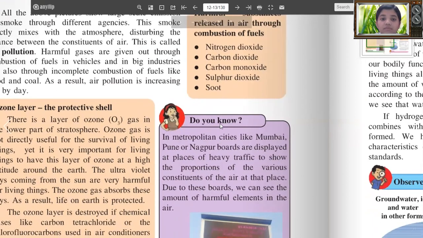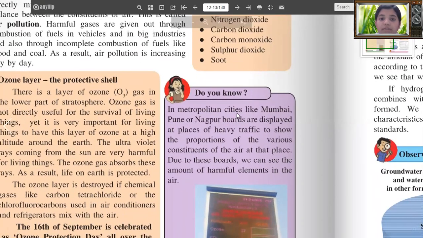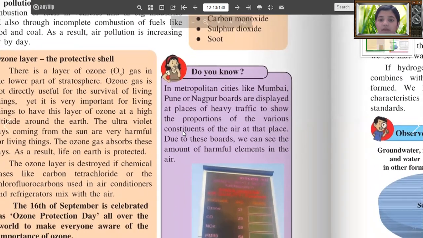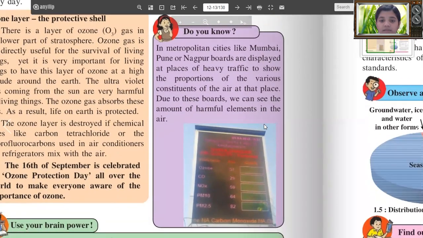Do you know? In metropolitan cities like Mumbai, Pune, or Nagpur, boards are displayed at the places of heavy traffic to show the proportion of the various constituents of air at that place. Due to these boards, we can see the amount of harmful elements in the air.